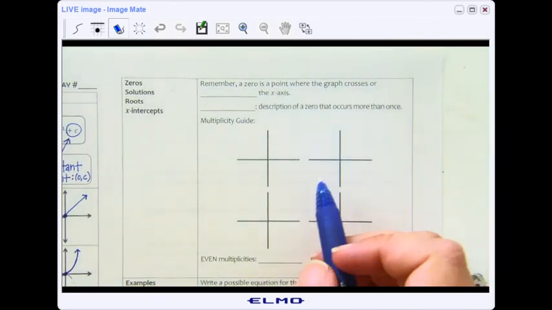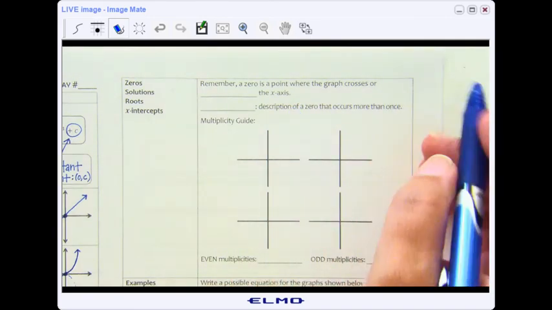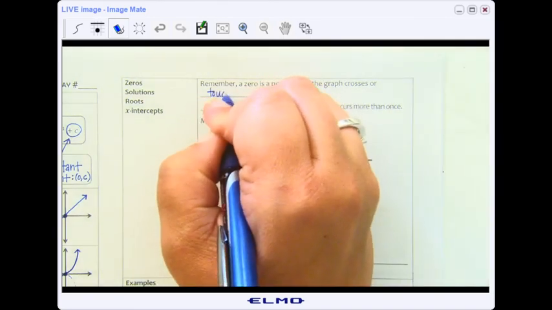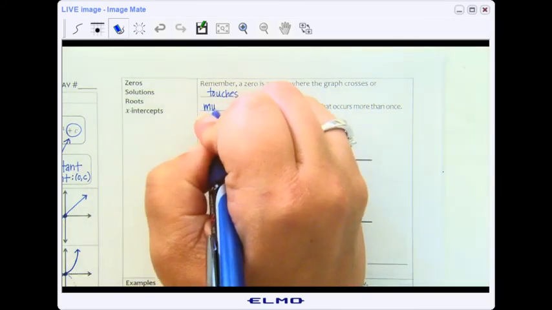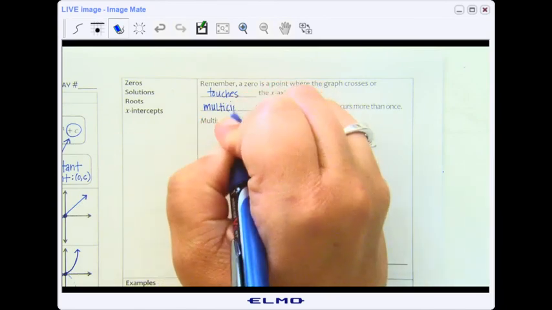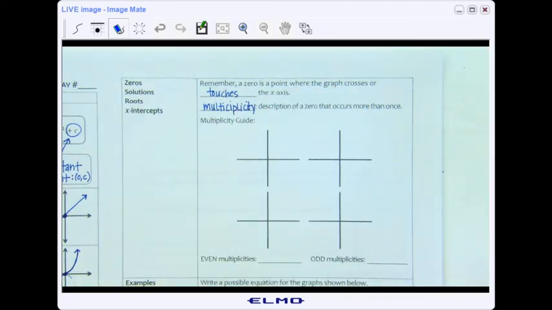In addition to the end behavior, we also have zeros or solutions or roots or x-intercepts. Those are all synonymous with each other. A zero of a function is a point where the graph crosses or touches the x-axis. The multiplicity of a zero or a root describes how the graph behaves at that zero, at that point. And we have some overall generalizations to it.